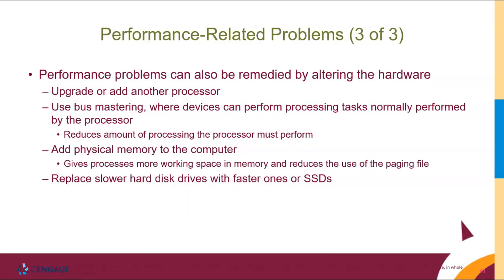Performance problems can also be remedied by altering the hardware. You can either upgrade or add another processor, or use bus mastering, where devices can perform processing tasks normally performed by the processor. I don't know about that one, never heard of that before. Add physical memory to the computer. Obviously, this can give more processes more working space in memory and reduce the use of the paging file. And then replace slower hard disks with faster SSD drives.